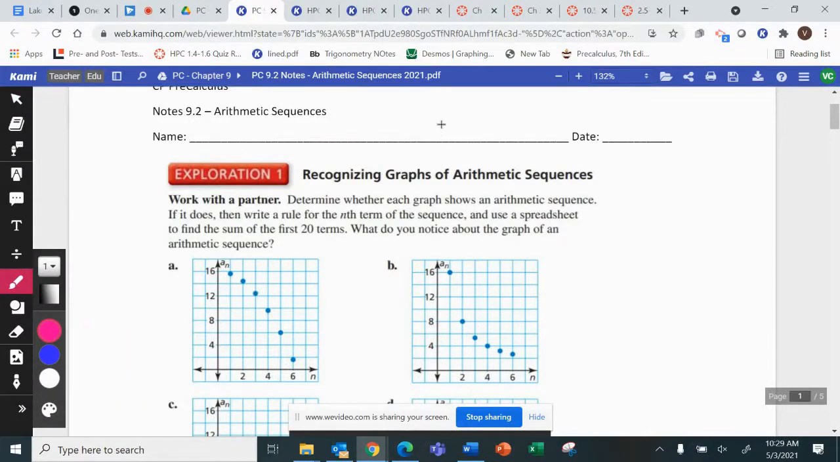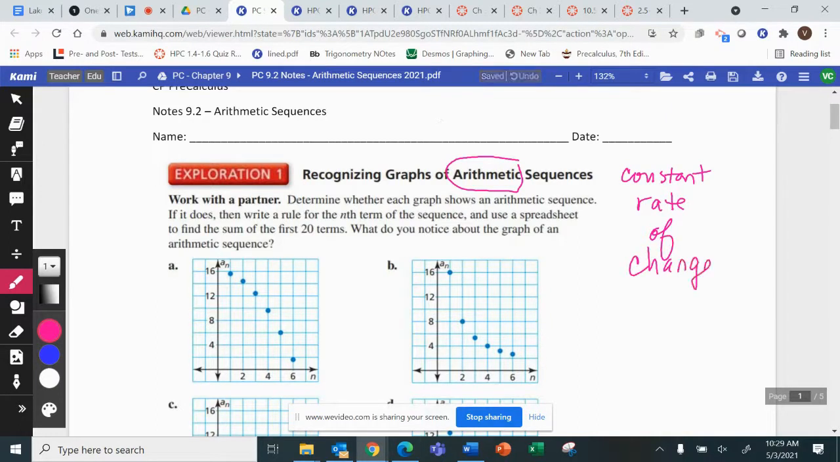Okay, so recognizing graphs of arithmetic sequences. When we have an arithmetic sequence, the graphs will have a constant increase or a constant decrease. I'm going to call it a constant rate of change. Constant rate of change. So if we look at graph A, the x's are going up by ones. My x's are going up by ones.